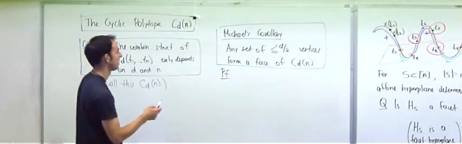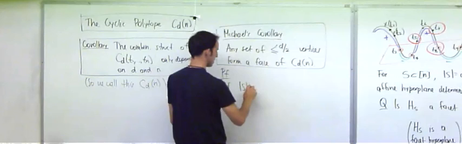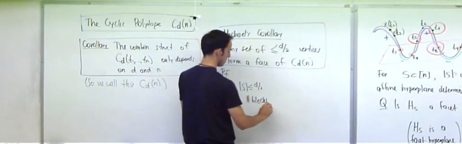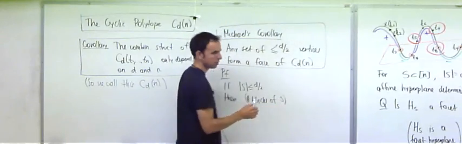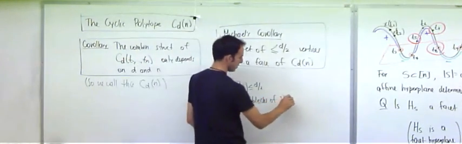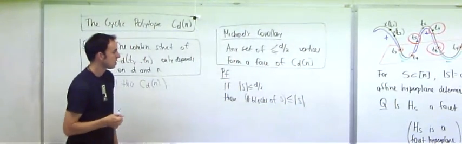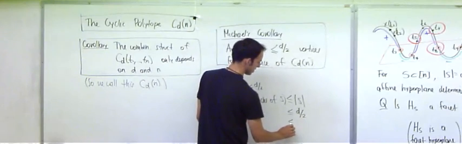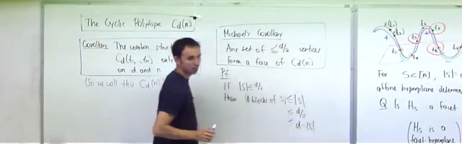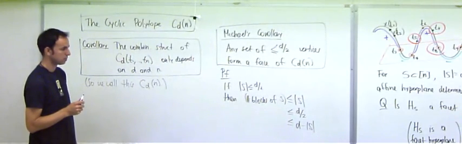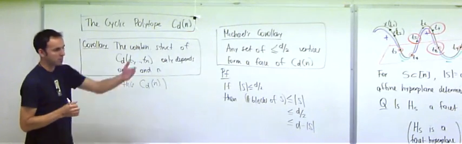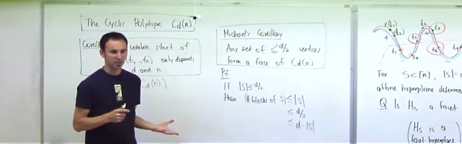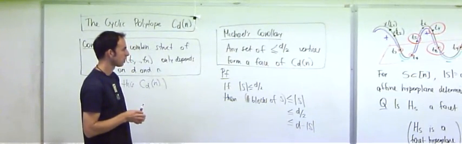Well, if the size of S is less than or equal to d over 2, then the number of blocks of S is at most the size of S, right? Which is less than or equal to d over 2, which is less than or equal to d minus size of S. So basically, the condition is completely empty because you don't have enough blocks to create any problem. But think about how strange this is.